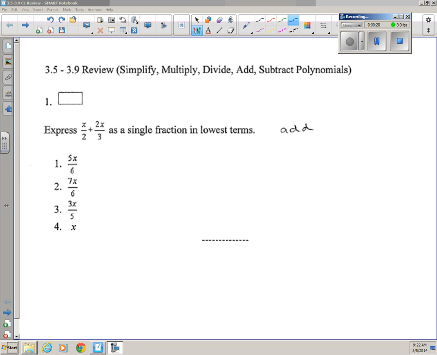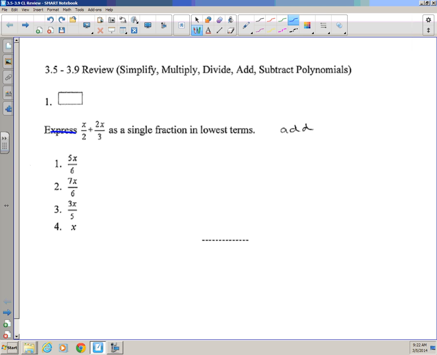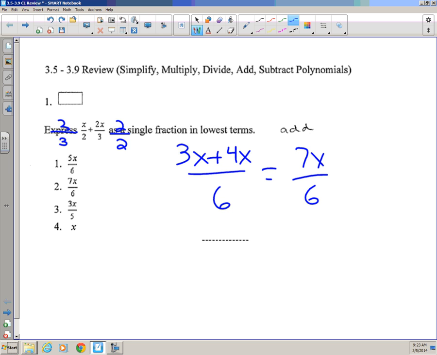Need a least common denominator, which would end up being 6. So we know we want everything over a 6. The only way to get 2 to turn into a 6 is to multiply top and bottom by 3. To get 3 to turn into the 6 is to multiply top and bottom by 2. So the first numerator becomes 3x over 6. The second numerator becomes 4x over 6. And the final answer here is 7x over 6.